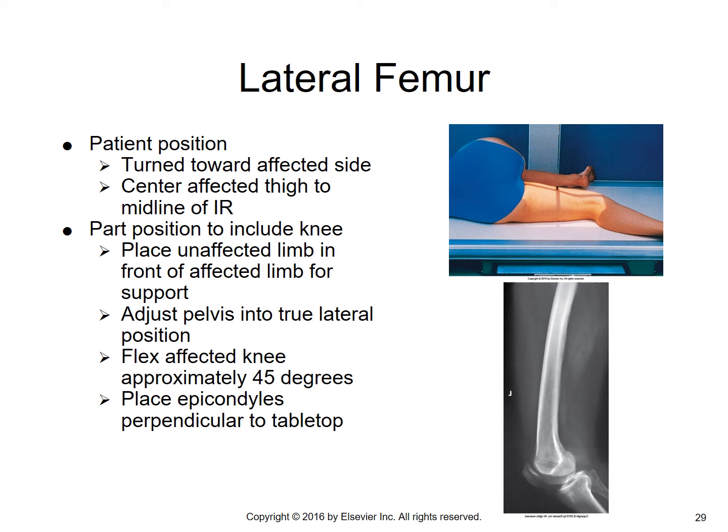So part position to include the knee. Place the unaffected limb in front of the affected limb for support. So take a look at the picture. We're going to adjust the pelvis into a true lateral position. Flex the affected knee about 45 degrees. And then we're going to place the epicondyles perpendicular to the tabletop.